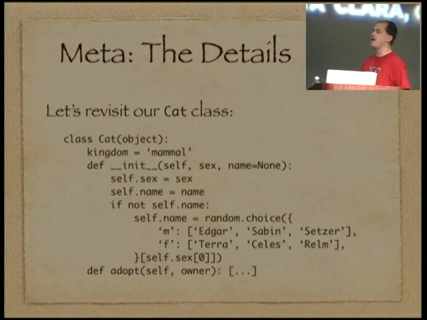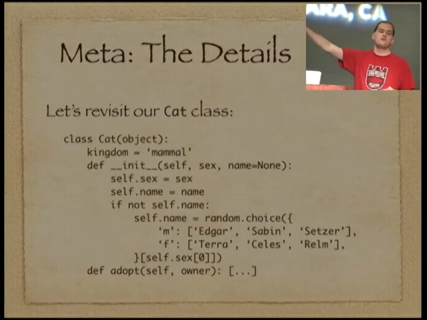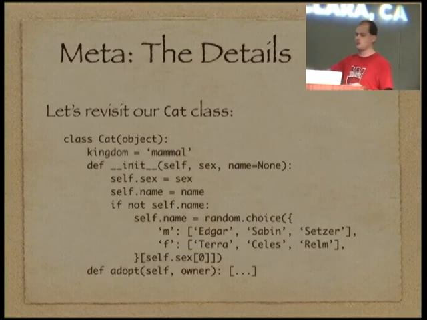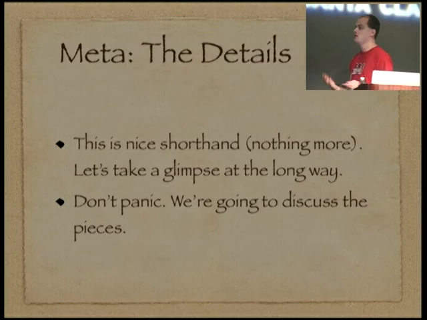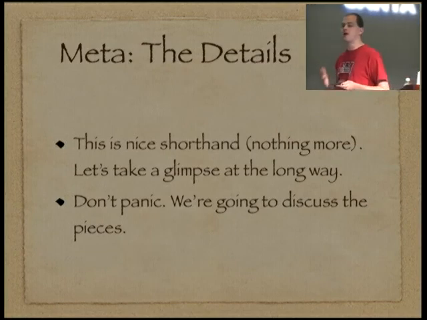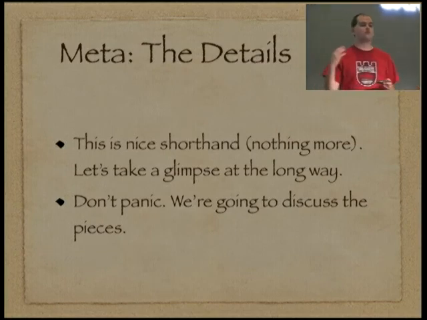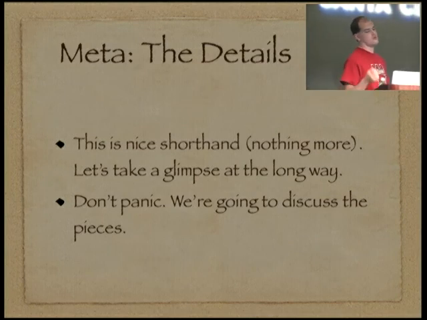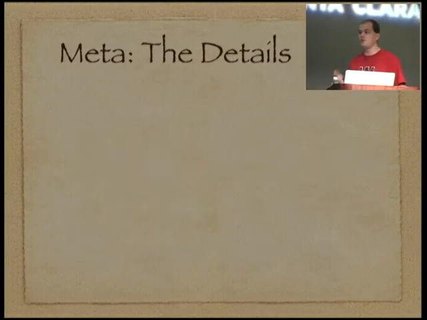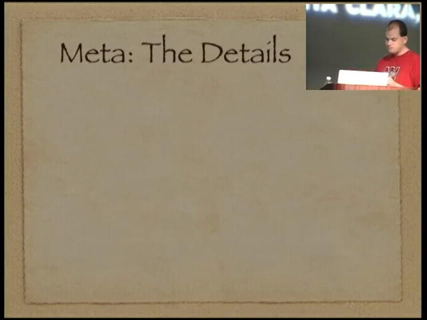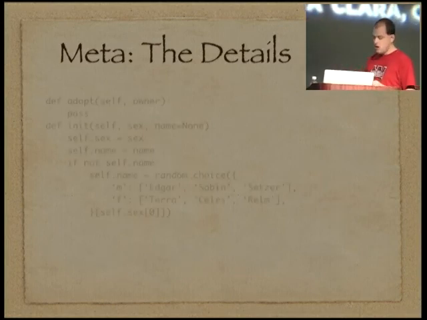So let's go back to our cat class. Again, this is the shortcut. This is the nice, pretty syntax that we all learn and can remember. This is nice shorthand. It's really not anything more complicated than nice shorthand. It's just that we don't know the details of how to make a class the long and hard way. But when we do that, we'll understand metaclasses a little bit better. So I'm going to go through making this cat class the long, hard, and ugly way.